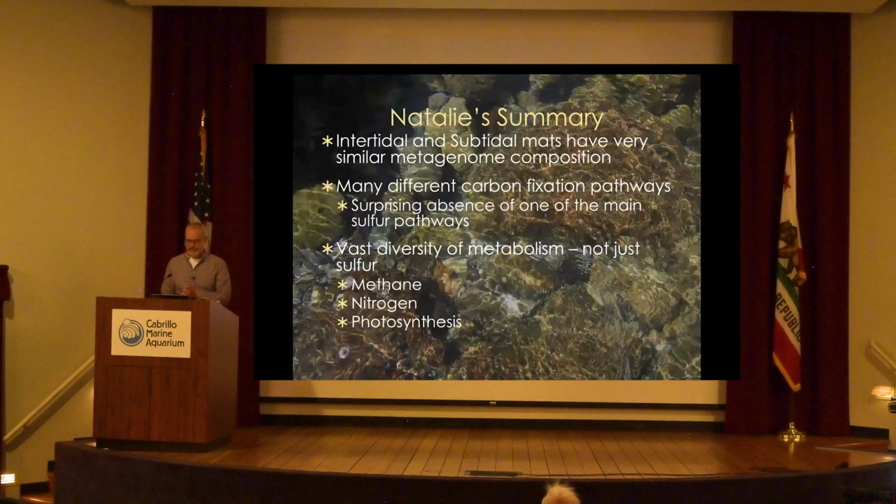And so to summarize Natalie's work, what she found is that intertidal and subtidal mats have very similar compositions. I didn't show you it, but basically when she compared, she did the same thing Jessica did. Jessica found some differences between intertidal and subtidal, but it turns out with the whole metagenome, we didn't see much. And that's probably a function of the fact that the diversity of the metabolic pathways is so great that they all just kind of blend together. So we were somewhat surprised by that sulfur pathway that I mentioned, but not so much by the carbon. We also found pathways of methane cycling and nitrogen and photosynthesis as well, so it's unsurprisingly very diverse, and we'll be exploring that some more.